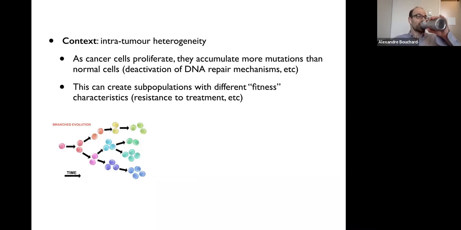And the context here is something that you'll be quite familiar with from the lecture series. So it's intratumor heterogeneity. So as we know, as cancer cells proliferate, they accumulate more mutations than normal cells due, for example, to the activation of DNA repair mechanisms. And this creates several subpopulations with different fitness characteristics. For example, resistance to treatment or proliferation potentials.